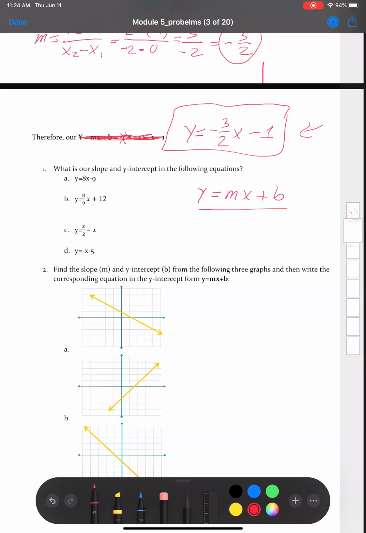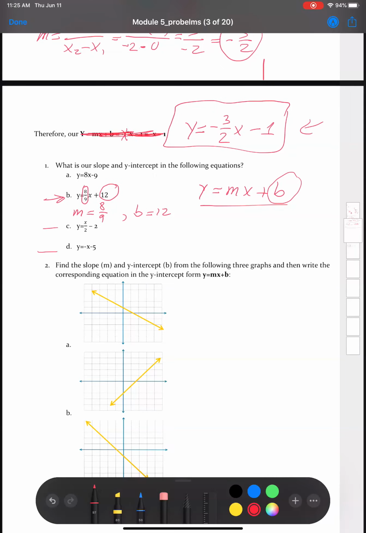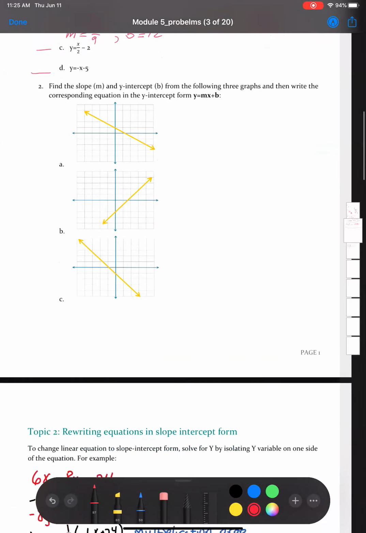I'm going to do one of them for you, and you can do the rest. So let's see. How about b? Okay, so the slope, or m, is the number next to x, attached to x, so it's 8/9. And what is our b? Well, the b is, as you can see, a number that's added at the end. So our y-intercept, or b, is equal to 12. Okay, so that would be number one. You can do the rest of them, A, C, and D. I gave you the answer for B already.